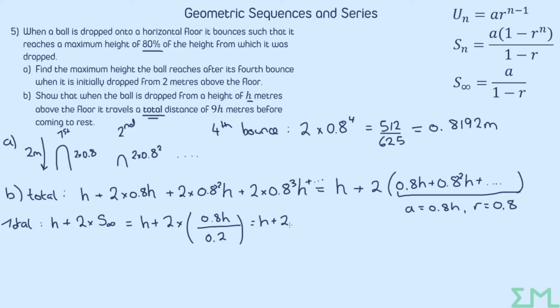So that will be h plus 2 times, okay, 0.8 divided by 0.2 is 4, so we can pop that in. You can see this is working out quite nicely. So that gives us h plus 8h, which is 9h meters as required. Quite a tricky question to think about that one. You have to be very careful with your starting height, and to notice that we are multiplying by 2 for going up and coming down after every bounce.